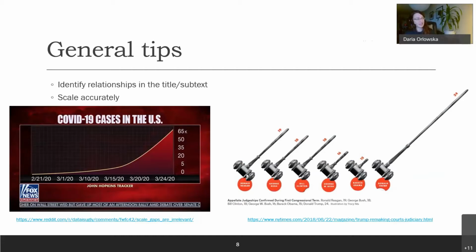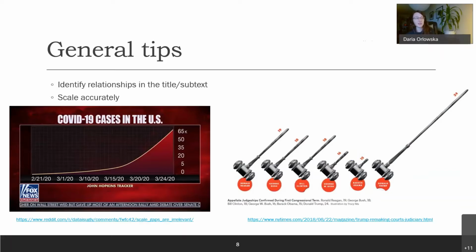The other thing here on the right-hand side is you have another visualization that someone has stylized to make it interesting. It kind of looks like it could be a bar graph, except it's shown by mallets to represent judgeships, presumably. But what is the thing that you notice here? Any thoughts?